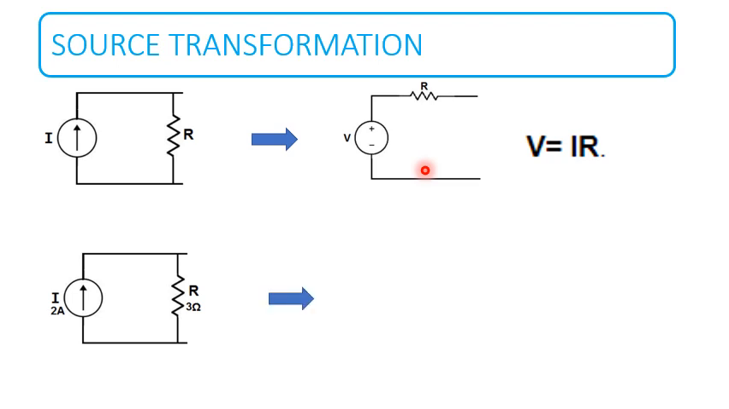Here we have an example. A 2 ampere source in parallel with a 3 ohm resistor is converted into an equivalent circuit where R is equal to 3 ohm and the magnitude of voltage is equal to I into R. 2 into 3, that is 6 volt.